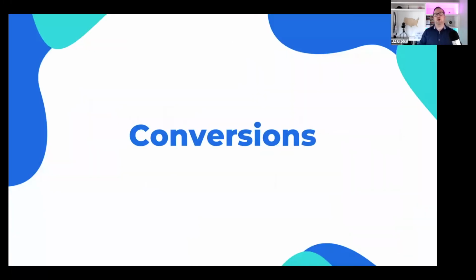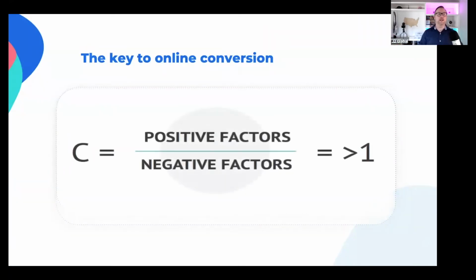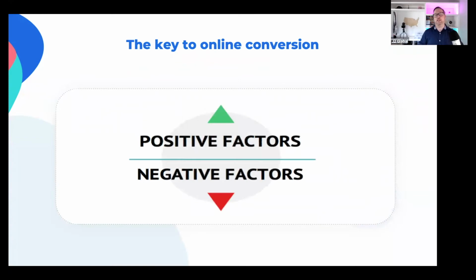Let's hop in and talk about conversion. So the key to conversion. If you want to look at a formula, the most simple one is if the positive factors outweigh the negative factors, you're going to have a conversion. And you can look at it this way too: the key to online conversion is when there are more positive factors and less negative factors, like friction or boredom, whatever that is.